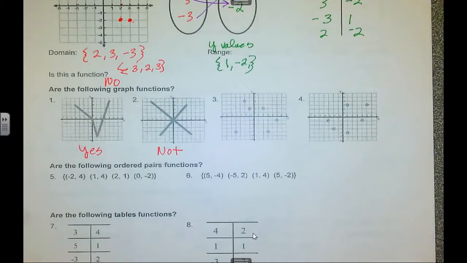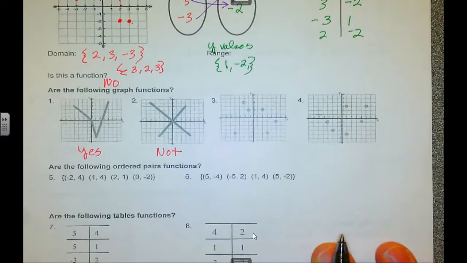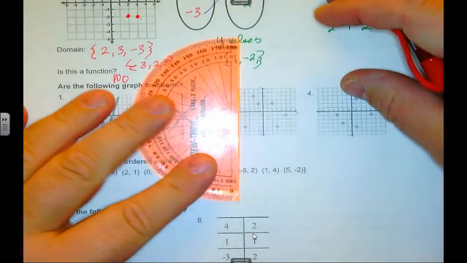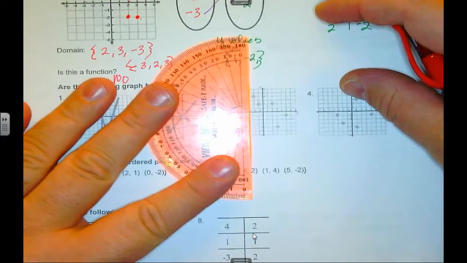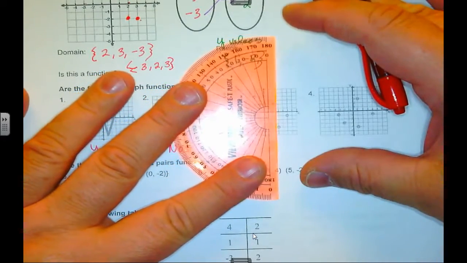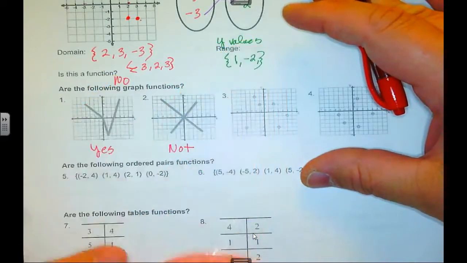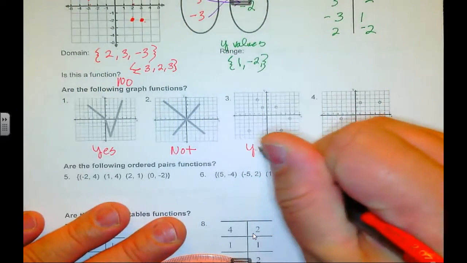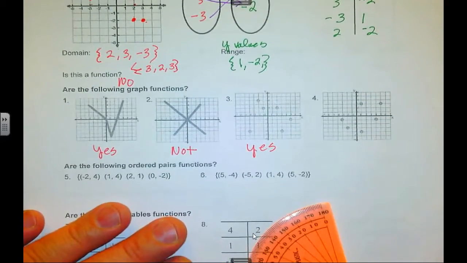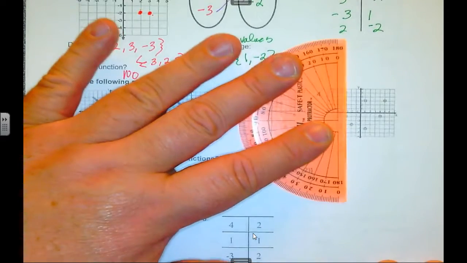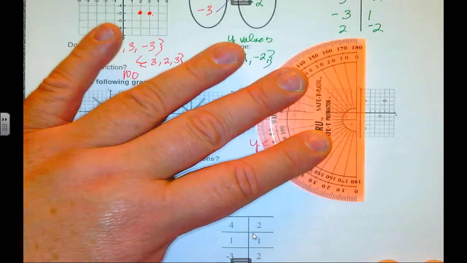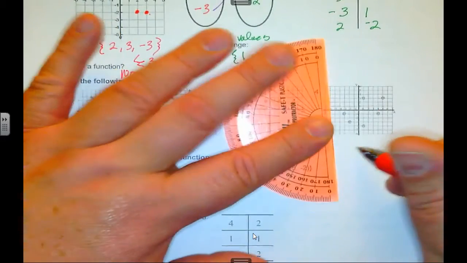Yeah, it could be a curved line too. It doesn't have to be straight. Okay, number 3, I have a graph of a set of points. Just make sure they're not on the same vertical line. And they are not, so this set of points is a function. And then number 4, do I have any points on the same vertical line? And right there I do. So this is not a function.